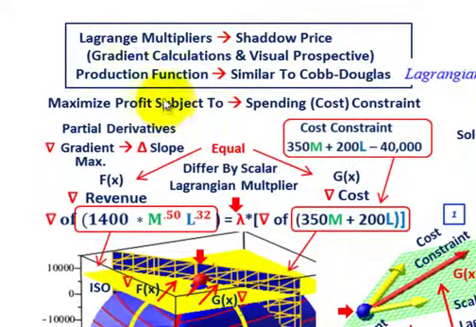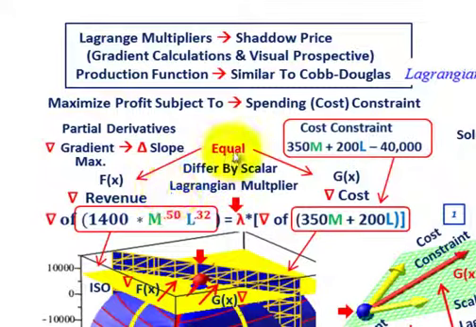So for our production function, we want to maximize some profit subject to some spending or cost constraint. I'm showing it broken down between our revenue portion over here and our cost portion over here. For our revenue portion, I'm just showing some unit amount. Say we receive $1,400 per unit of product we're selling, times some material, times some labor, raised to some exponential amount. And for our cost portion, I'm just showing a unit cost: $350 for material, plus $200 for labor on a unit basis.